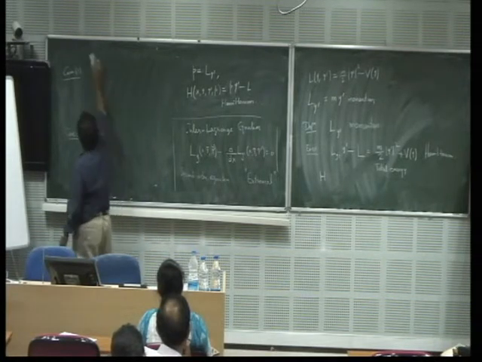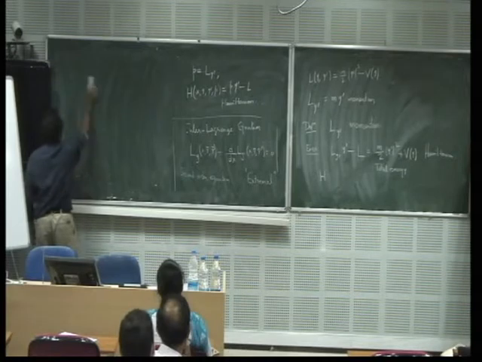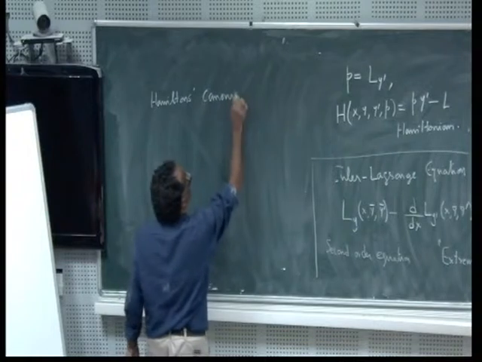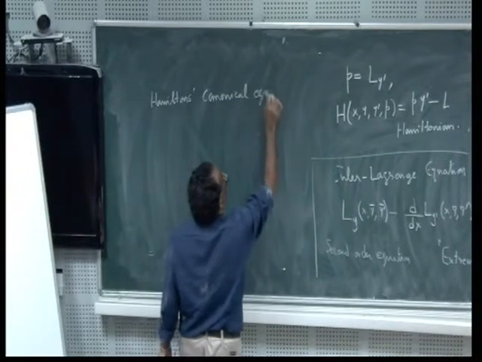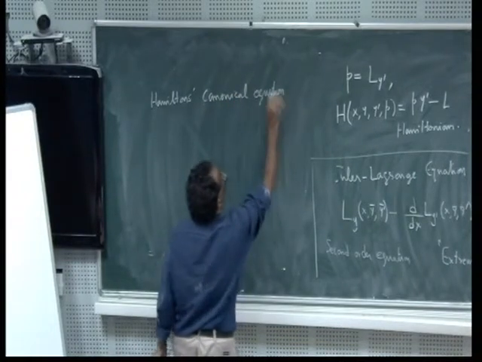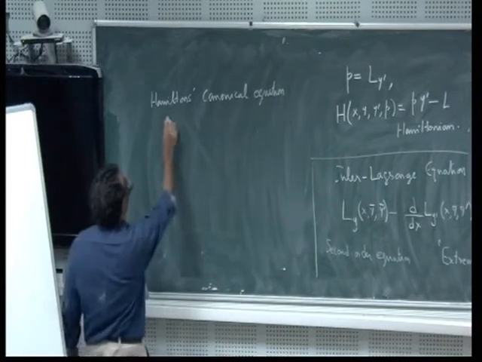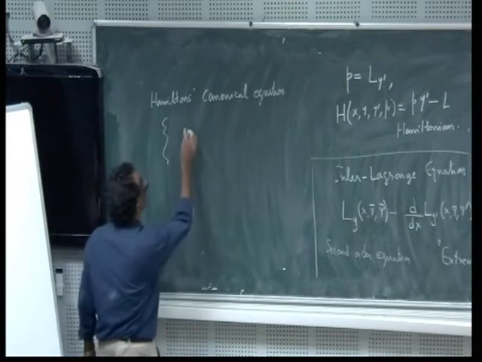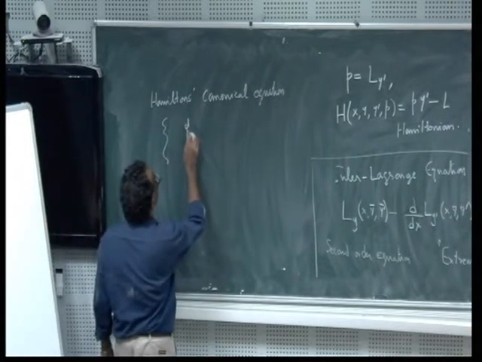So you can now derive your Hamiltonian canonical equations, and you can again do it as an exercise. Hamilton's canonical equations. You can prove these two using the Lagrange equation.